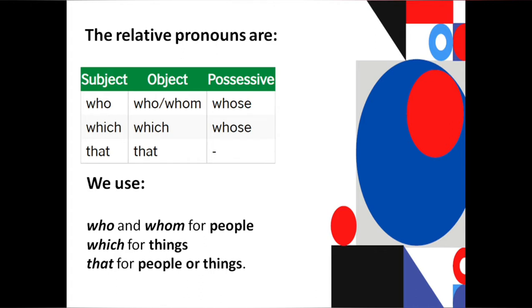We use who and whom for people, which for things, and that for people or things. We also have the possessive whose, which we're going to see up ahead.